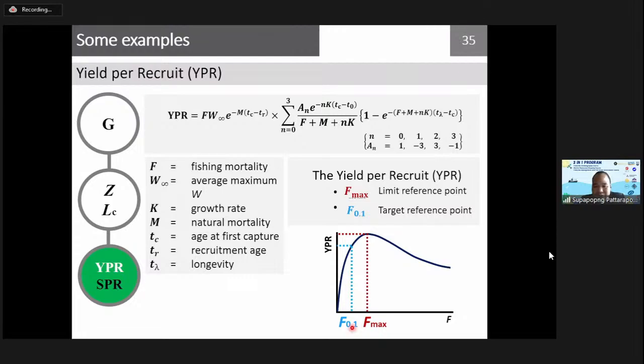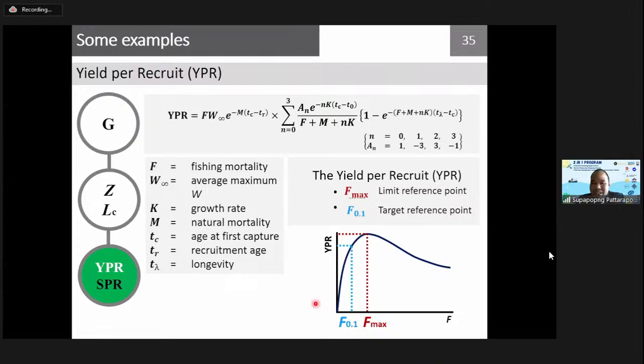And somehow, if we cannot find the proper peak, we can find another reference point from the 10% of the slope over here. We call it F0.1. So they use it as the limit and target reference point. Limit is the reference point that if we reach this point, they will violate the biological reference point. So if the limit reference point is violated, the fish stock will be collapsed.